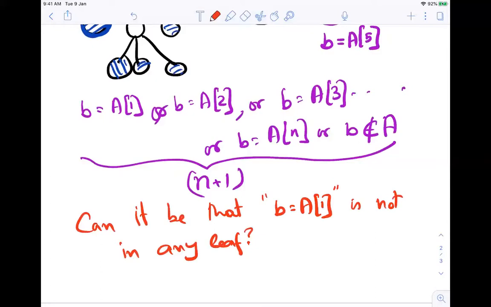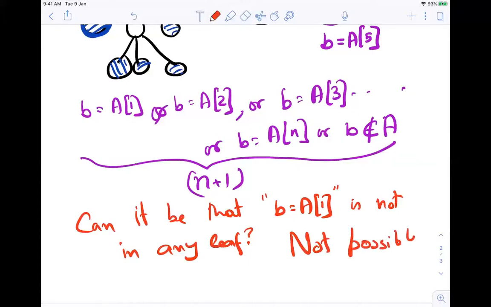That means that the algorithm at no point of time will output that B is equal to A of 1. But I could have given you an A where B is actually equal to A of 1. In that case, the right answer would have been B equals A of 1. But the algorithm never outputs that. So that means the algorithm cannot be right. So this is not possible, okay?